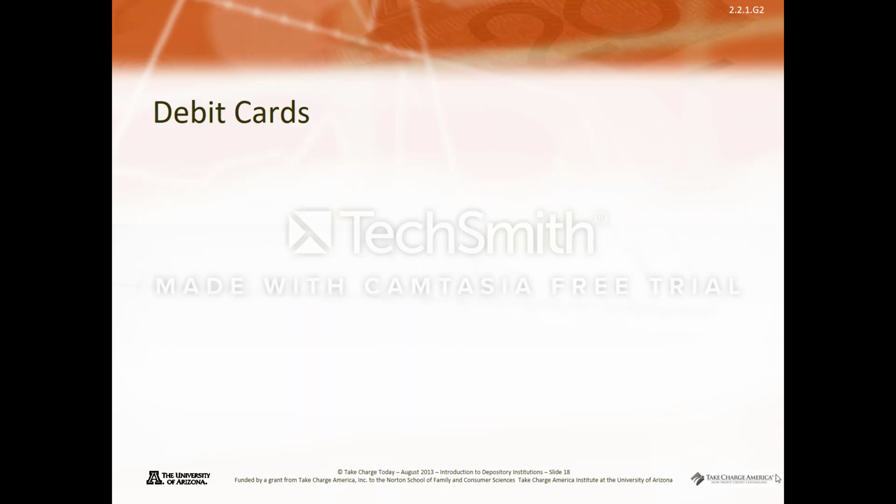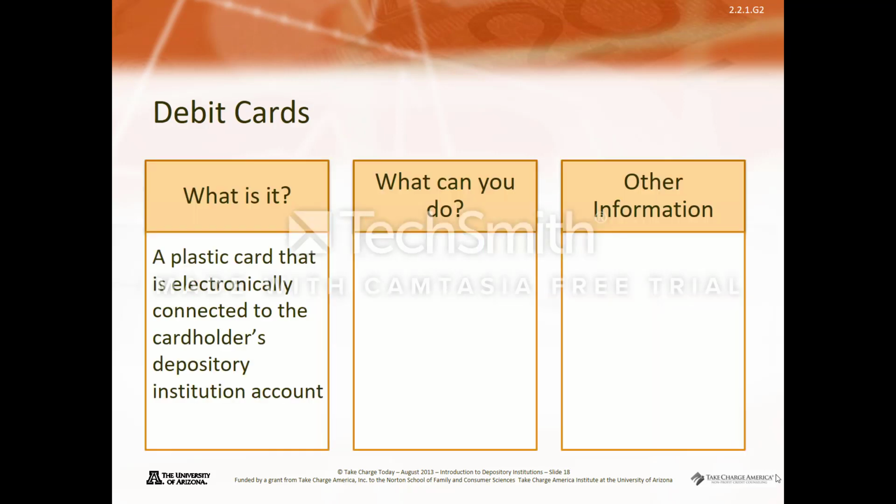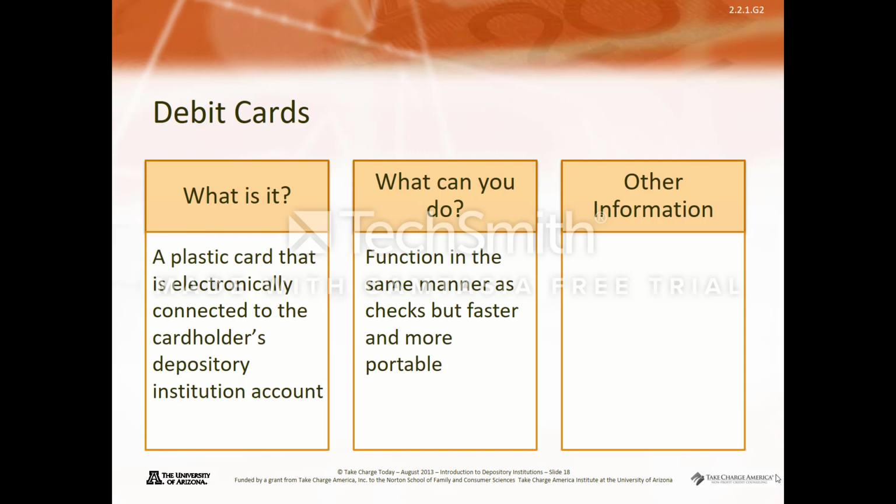Okay. Debit cards. What is it? It looks like a credit card, but acts like a check. So if you're doing the notes right now, you go ahead and write in: it looks like a credit card, but acts like a check. So it's a plastic card that's connected to your bank account, and it functions like a check.